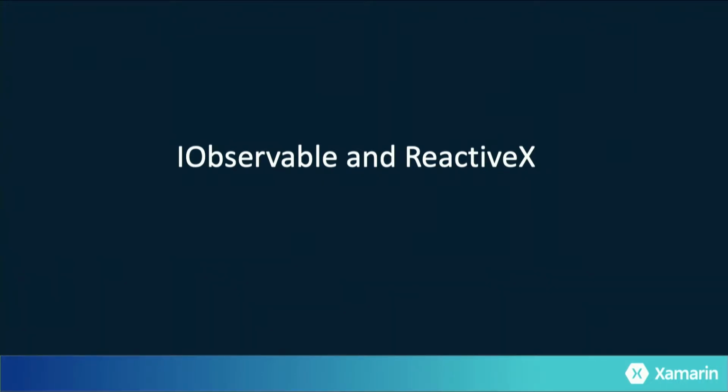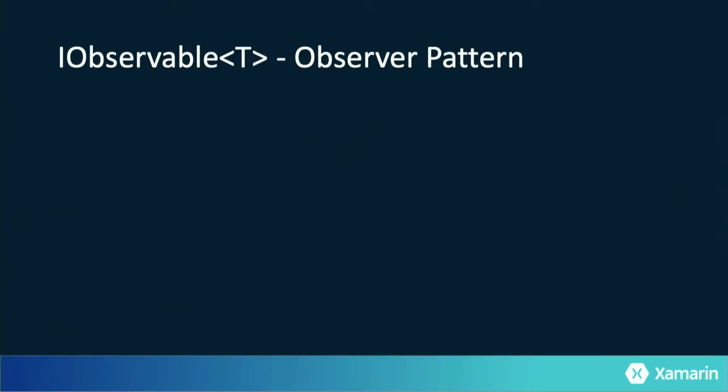So IObservable has been around for a while. It's essentially just a publish-subscribe model that's inside the core framework of .NET. And then ReactiveX is more of an expression of how to interact with those observables. So let's break down what an observer is here, right? It's essentially an observer pattern. Fundamentally it's the same thing as an event. An event is effectively an observer pattern.